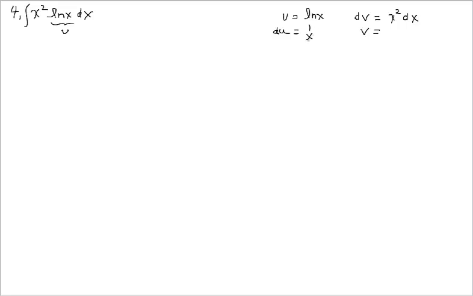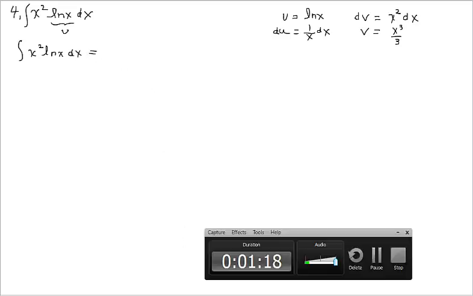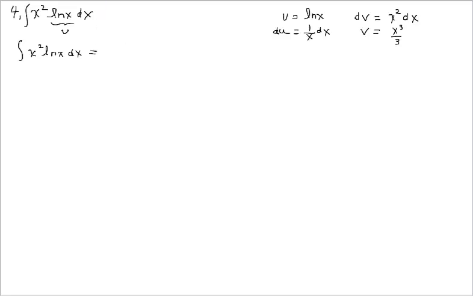Differentiating, 1 over x dx, integrating to get back to v, x cubed over 3. All right, and to help us remember the technique of integration by parts, just think ultraviolet voodoo. So we've got ultraviolet right here, this product, minus voodoo, minus the integral of voodoo, and so that would just be this product right here.